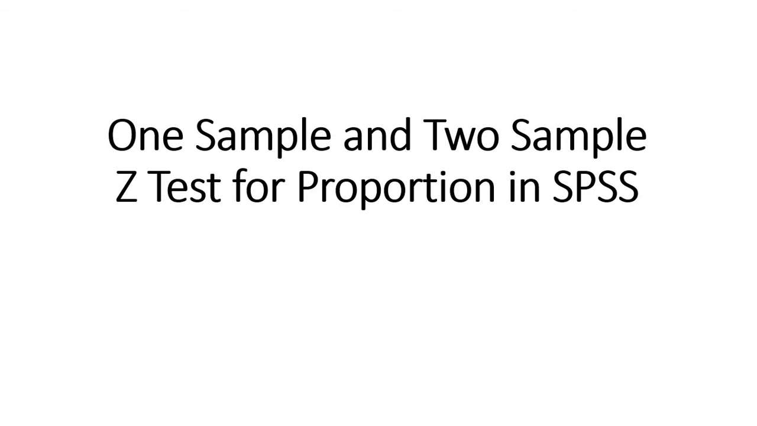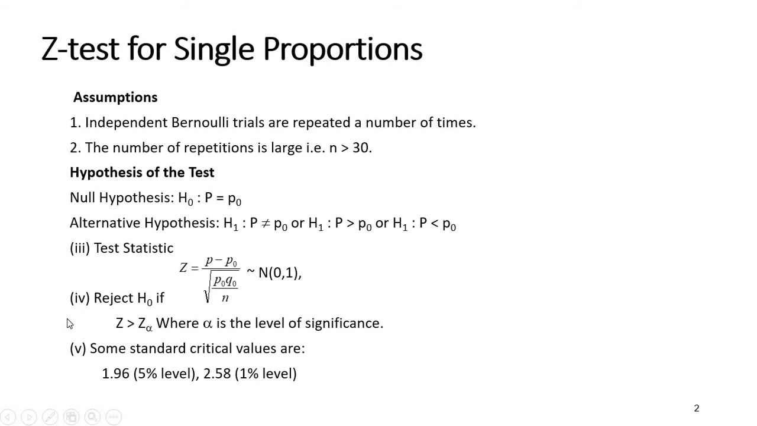This is a part of all basic courses in test of significance, where the initial test and the test with which we start in most cases are Z test for proportion, one sample and two samples. So here we are going to do this Z test for proportion in SPSS. Okay, let us first have a look at what is Z test for proportions and how it is used.